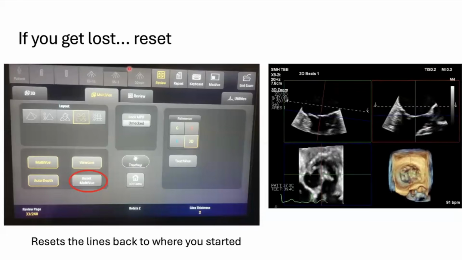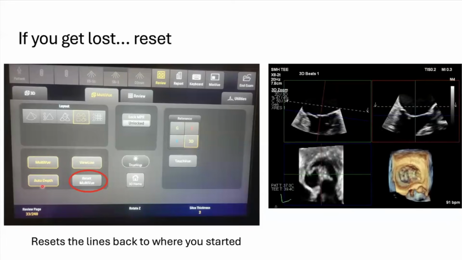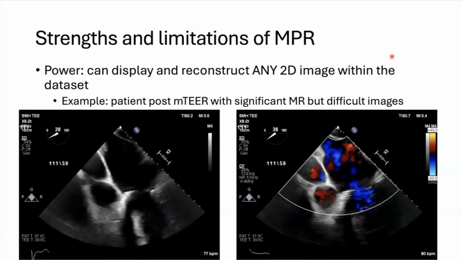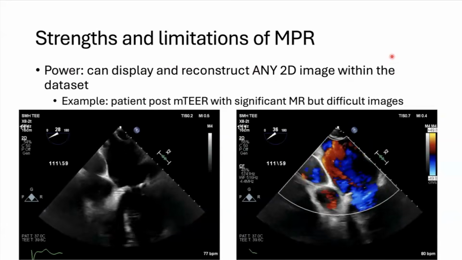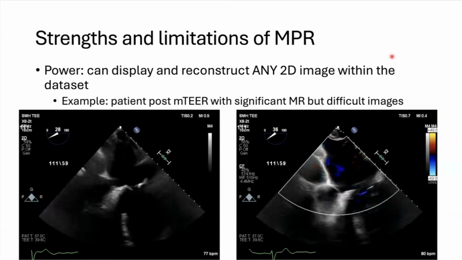And if you get lost, as can happen when you're first gaining experience with NPR, you can reset by using the reset multi-view button, and this will reset you back to home base, where you can then start over. Now I'll show you some strengths and limitations of NPR. It's a really powerful tool to reconstruct any 2D image within that data set.